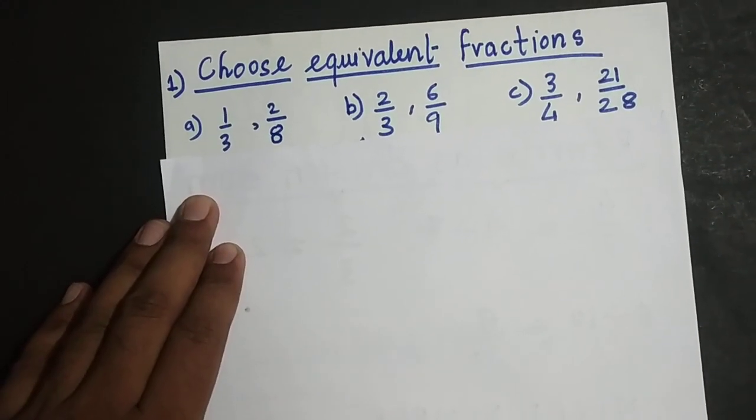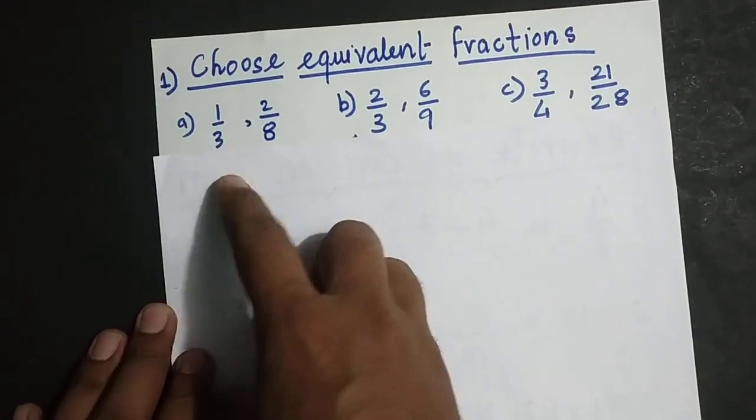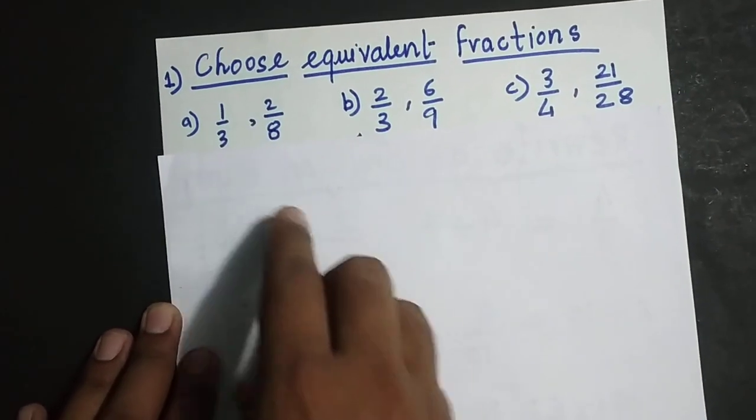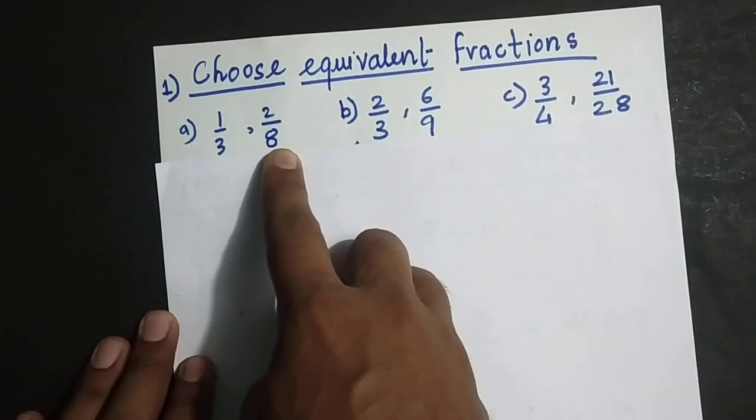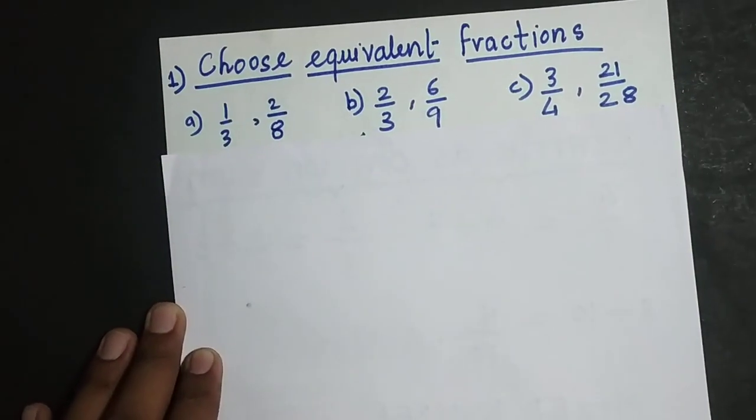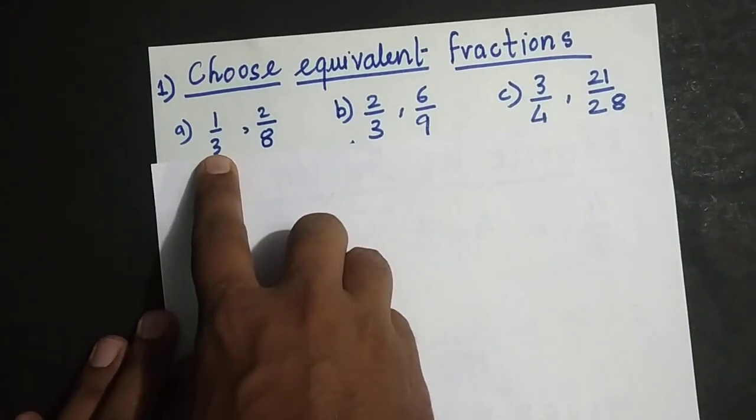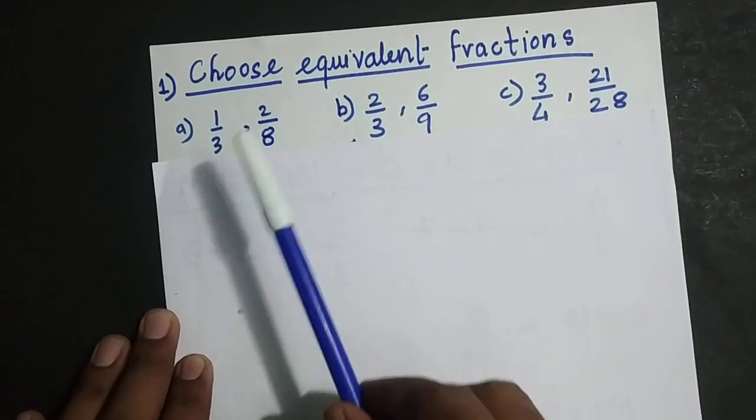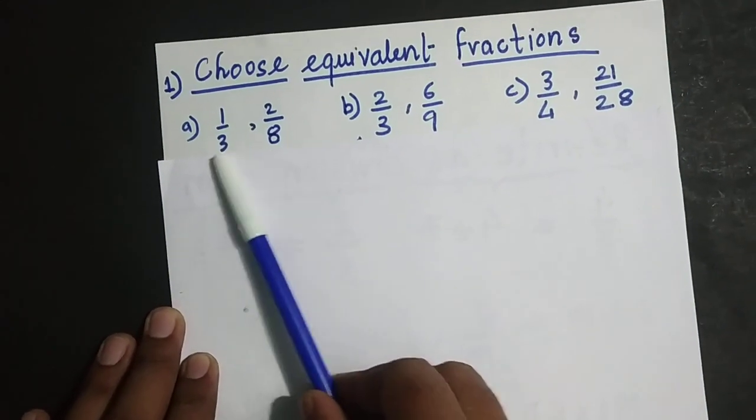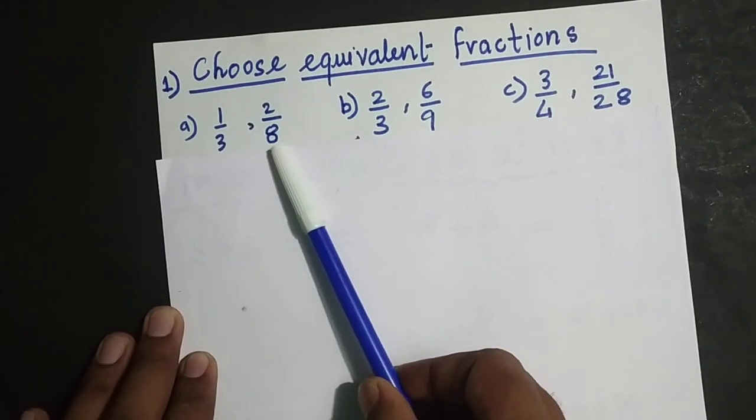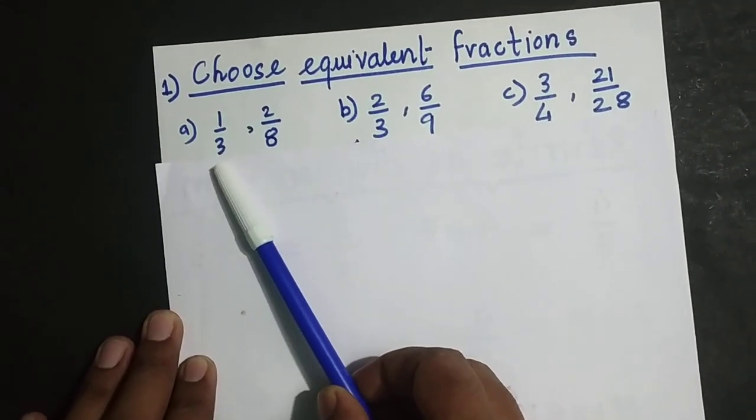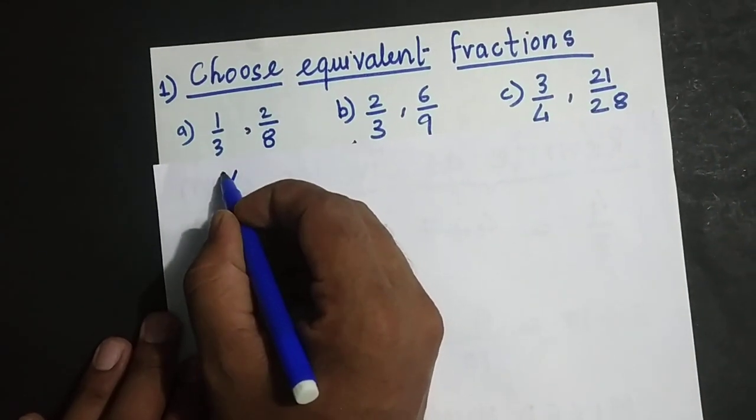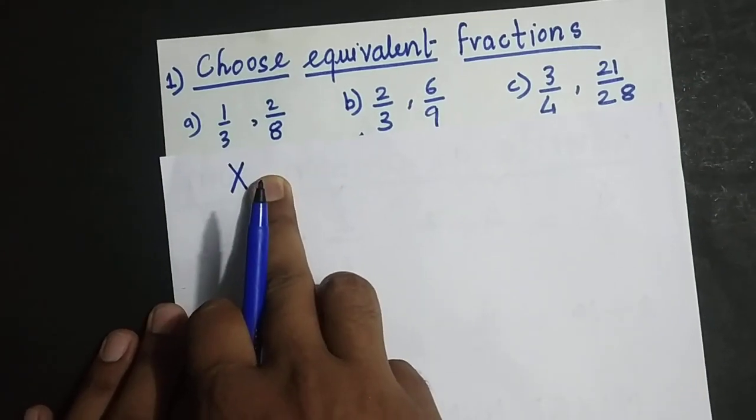First of all, we have to check how we can make 1 by 3 equal to 2 by 8. Or we can do one more thing: make 2 by 8 equal to 1 by 3. Let's see the possibility. Is there any number by which if we multiply 3 we can get 8? No, there is no such number. Means 8 never comes in the multiples of 3. It means it is not possible, we cannot make it equal. That's why it is not an equivalent fraction.